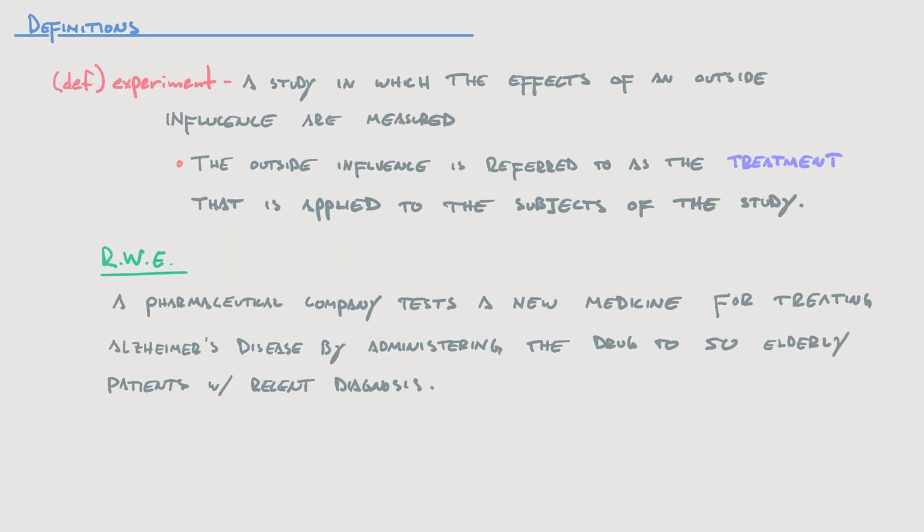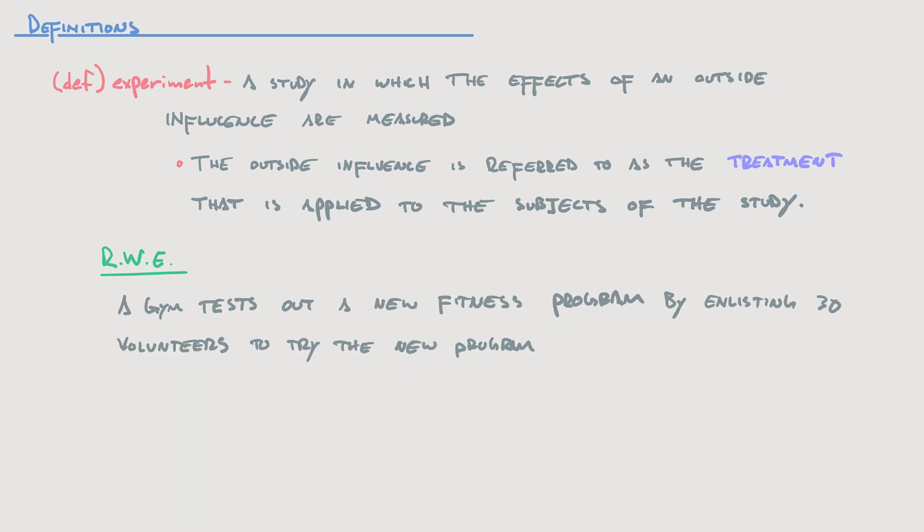So, a real-world example of an experiment. Let's say that a pharmaceutical company tests a new medicine for treating Alzheimer's disease by administering the drug to 50 elderly patients with recent diagnoses. The treatment here is the new medicine. Here's another one. Let's say that a gym tests out a new fitness program by enlisting 30 volunteers to try the new program. Here, the treatment is just the new program.